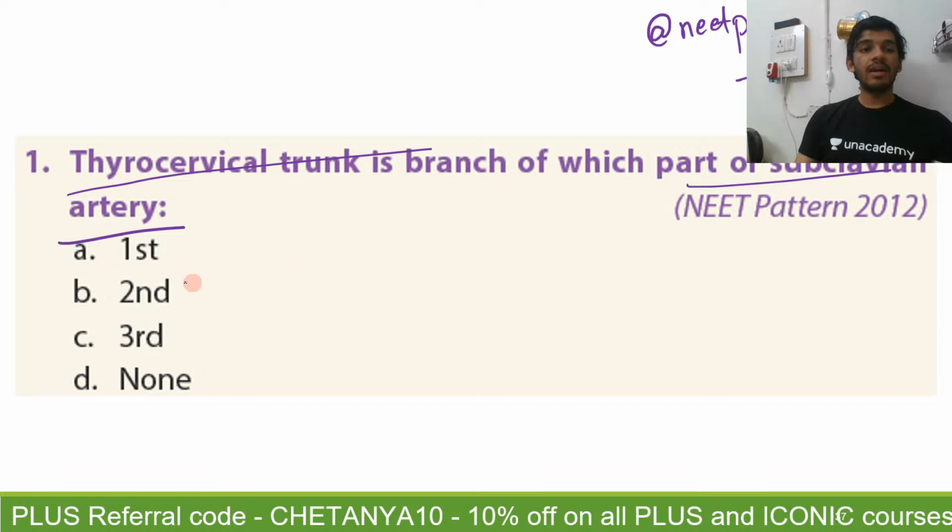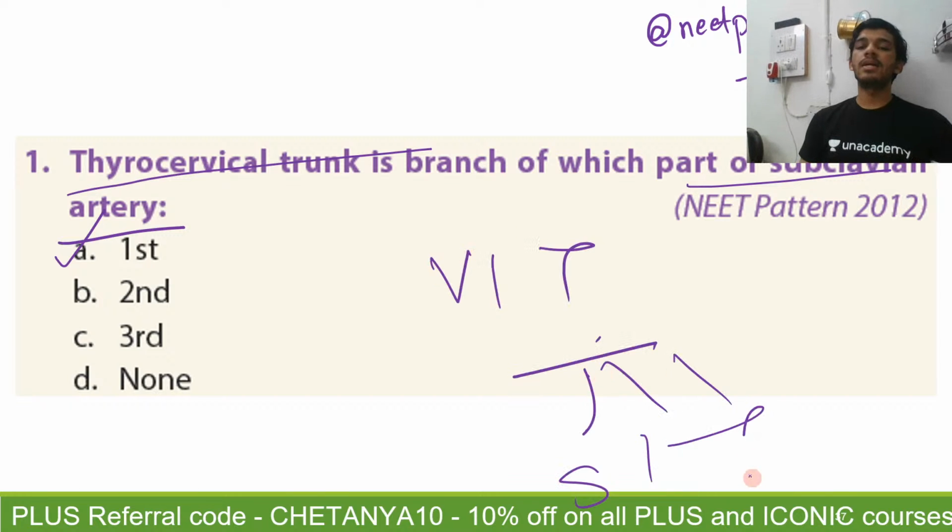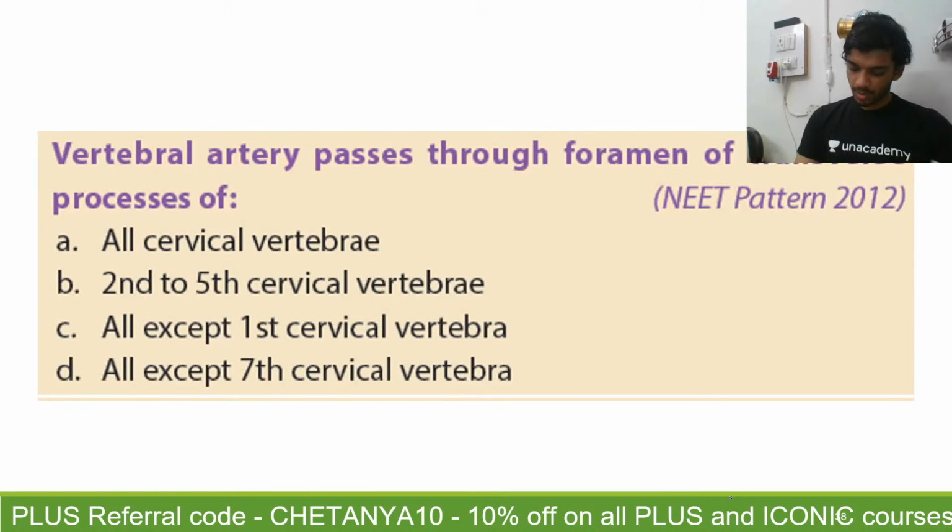Akash is saying the first part, the fastest correct answer. In TIT, T is thyrocervical trunk, it has branches. IT, that's me. Vidushi Agrawal has also given the correct answer.